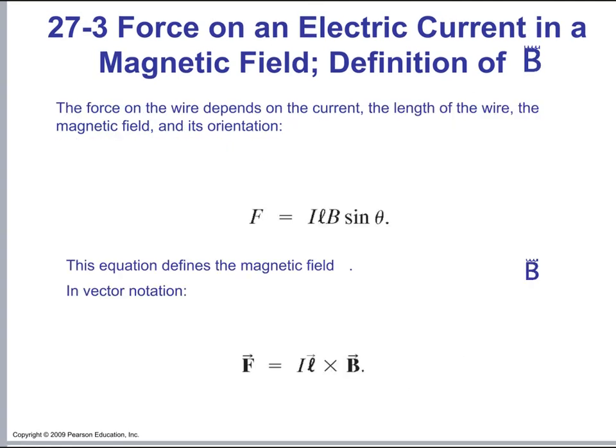Now we know that force is a vector. It has both a magnitude and a direction. And the direction is given by the right-hand rule, but the magnitude is given by this formula.